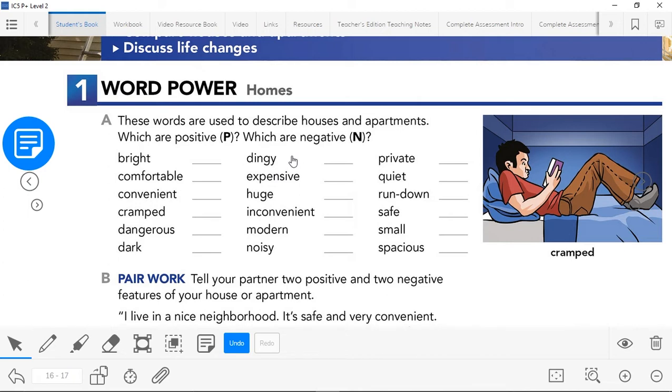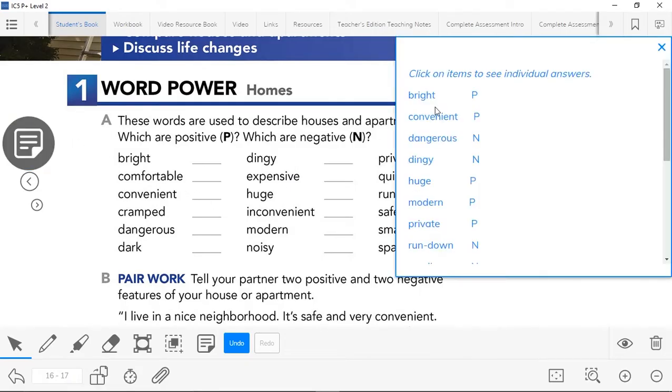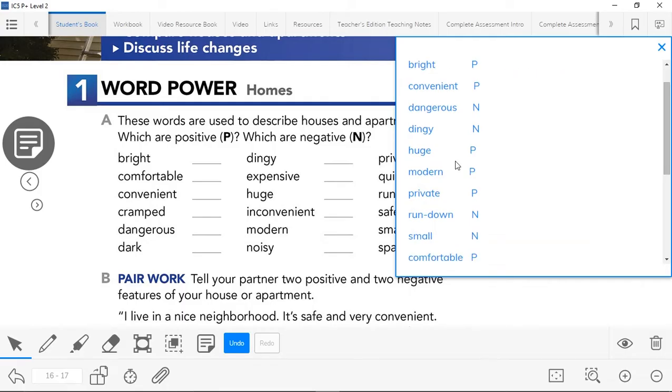After you complete that, stop the video, and when you complete that, continue with the video so we can check, okay? So you finished? Let's check. Bright is positive. Convenient is positive. Dangerous is negative. Dingy is negative.